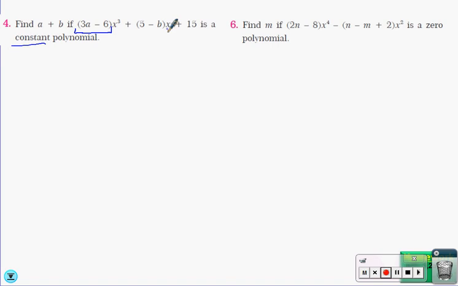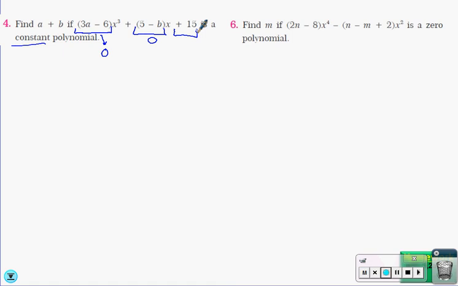There is x. To be a constant polynomial, there mustn't be x. So I should remove it from there by multiplying by 0. This part should be 0. This part should be 0 also. What about the last one? Plus 15. When it is a constant polynomial, it can be equal to a number like 15. So having 15 is no problem for us when it is constant. But when it is a zero polynomial, 15 cannot be there. We should make it 0 somehow.